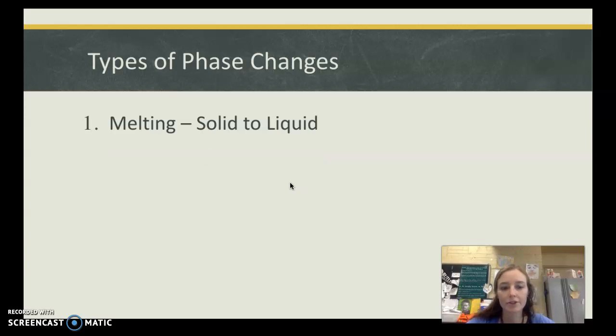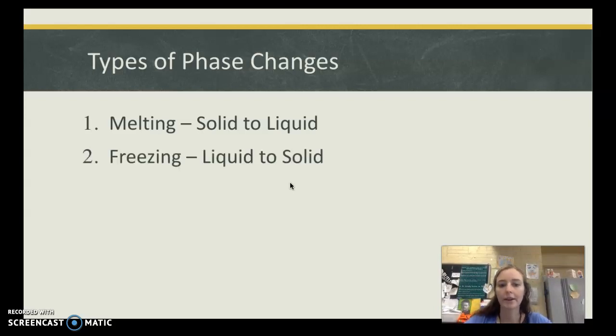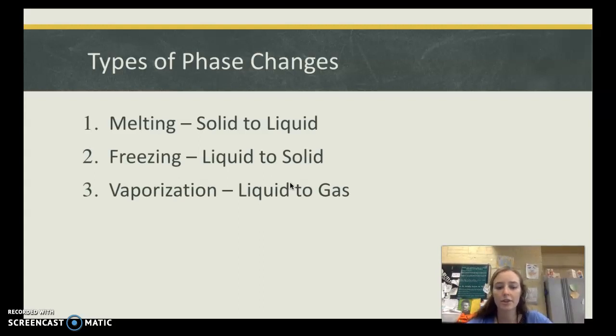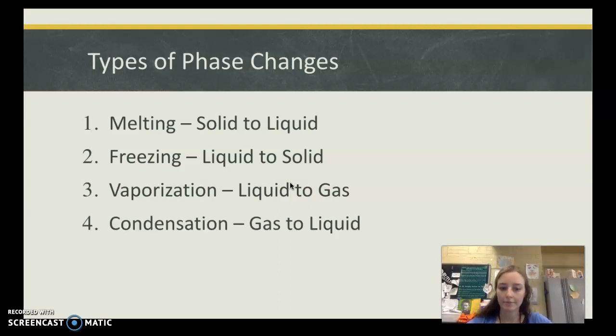So our types of phase changes, make sure you write these down. Melting is going from a solid to a liquid, makes sense. Freezing, liquid to a solid. Vaporization, so these are ones that we don't talk about quite as much, but that is a liquid to a gas, so the liquid is vaporizing.